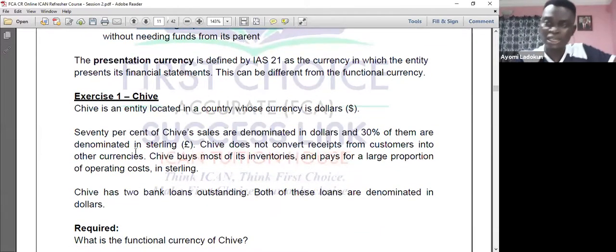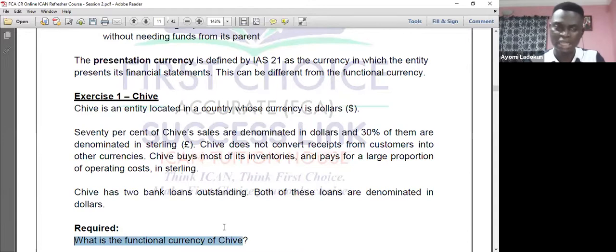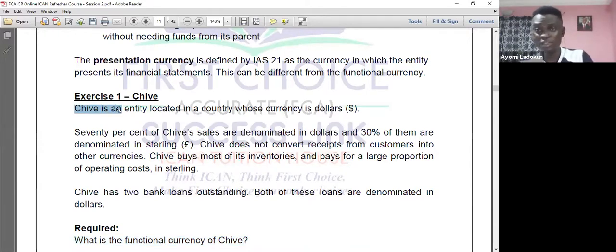Like I said, the answer is there, but don't look at the answer. Let's try to apply what we have just learned. It says, what is the functional currency of Chive? Chief or Chive, just pick one. It's an entity located in a country whose currency is the dollar. The fact that I'm located in a country whose currency is the dollar does not necessarily mean that is my functional currency. I need to apply the primary factors. If the primary factors are not sufficient, then I consider the secondary factors.